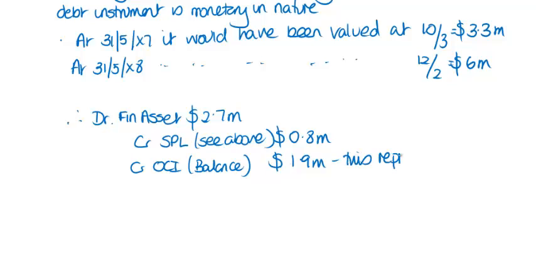This represents the exchange gain. And remember, exchange gains in relation to consolidating foreign subsidiaries are always taken to OCI. So that's another 5 marks.